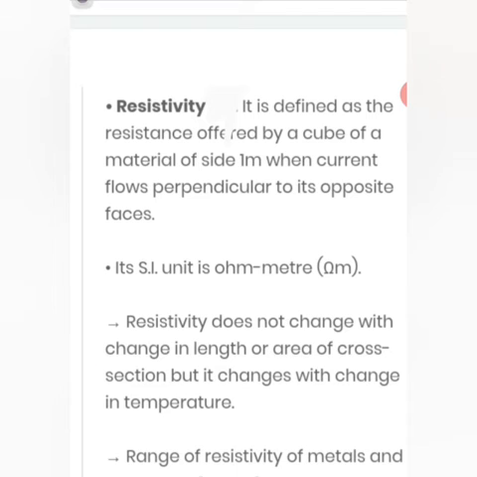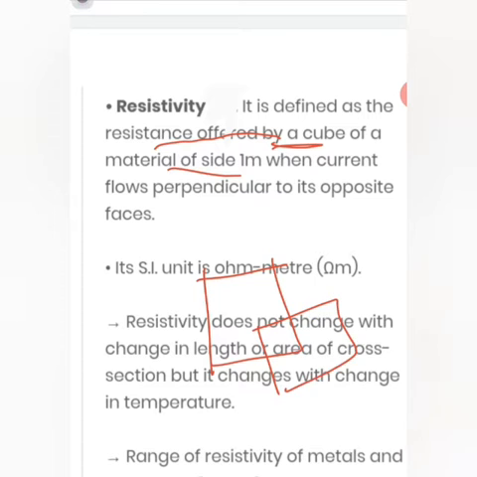Then there is resistivity. It is defined as the resistance offered by a cube of a material. You all know a cube is like this. If the side of this material is 1 meter, and current flows perpendicular to its opposite faces, in this face and in this face, then that is defined as resistivity.